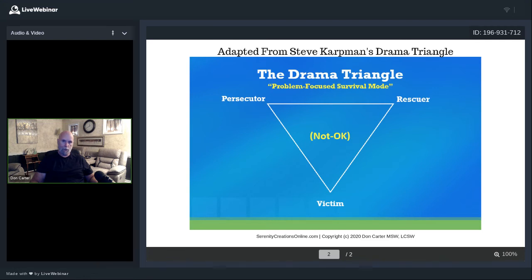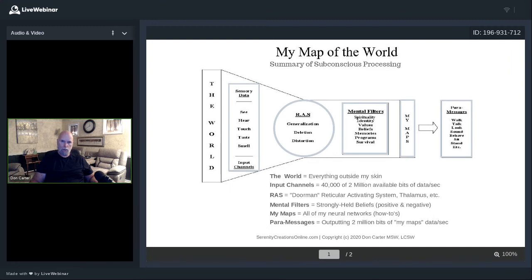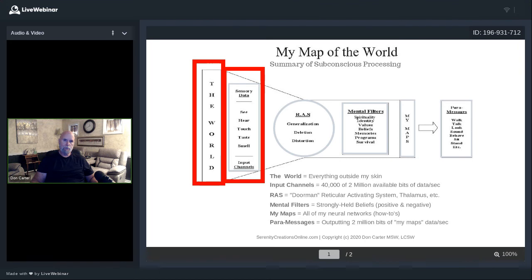So the next model I want to get into is what I call my map of the world. I'm going to run through this one pretty quick. This is how I input data, I process it, and I output it. This is how I get out of the frying pan right back into the fire many times. So let's take a look at this real quick. So we are able to interface with our world from sensory connections. We can see, touch, taste, smell, and hear. And so the world is anything outside my own skin. And I take in all the data from around the world through my sensory apparatus, these sensory channels of what I see, hear, touch, taste, and smell.